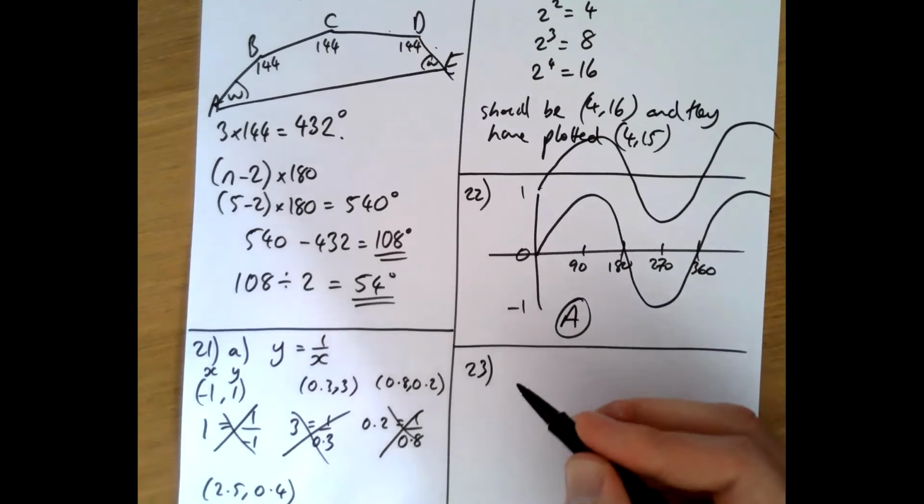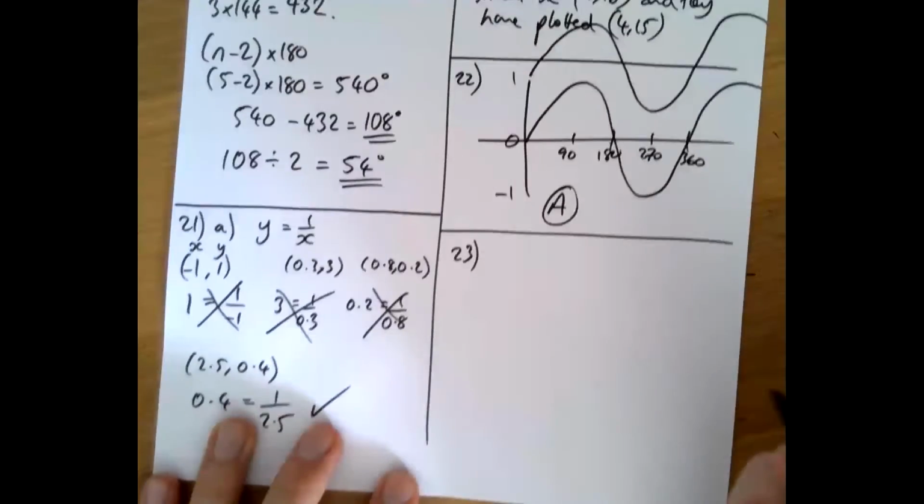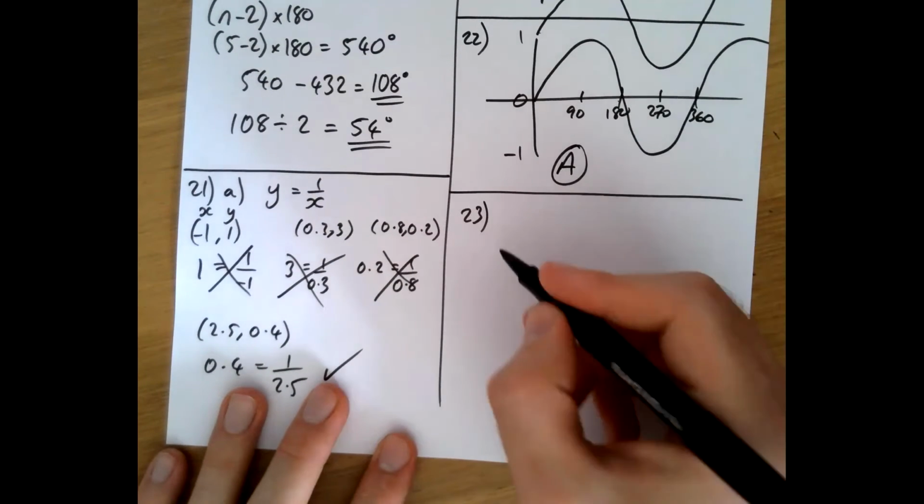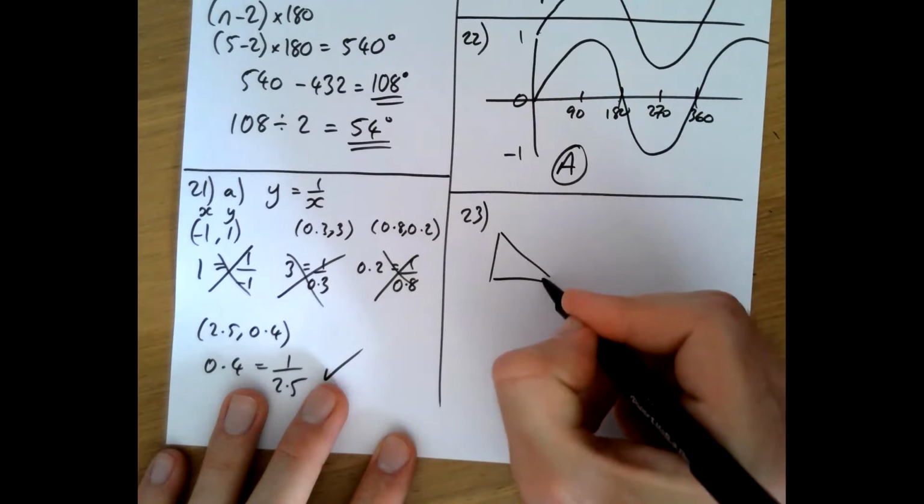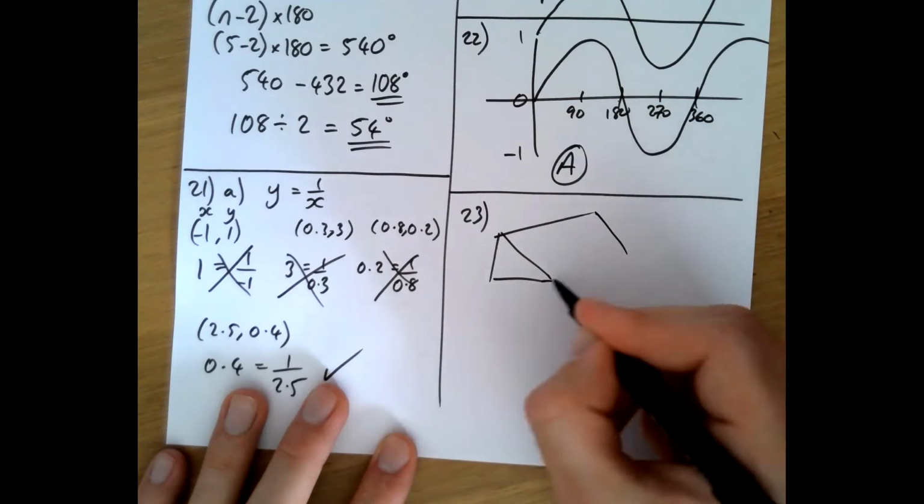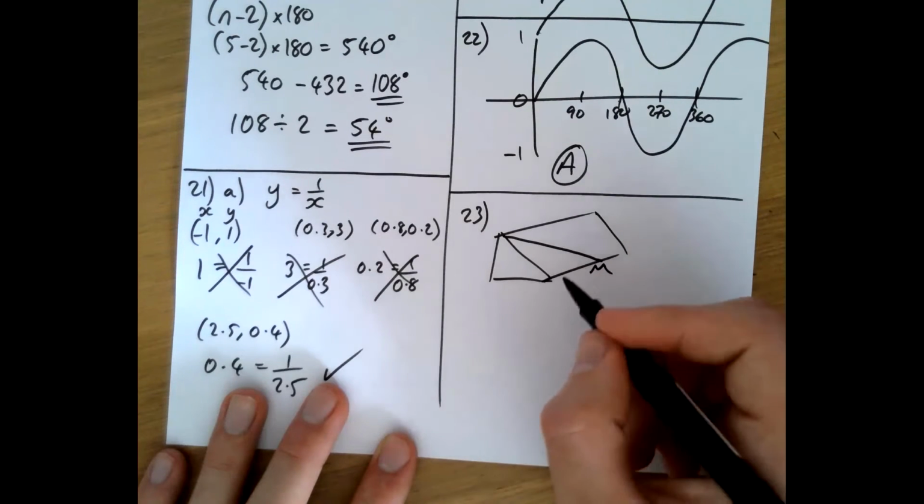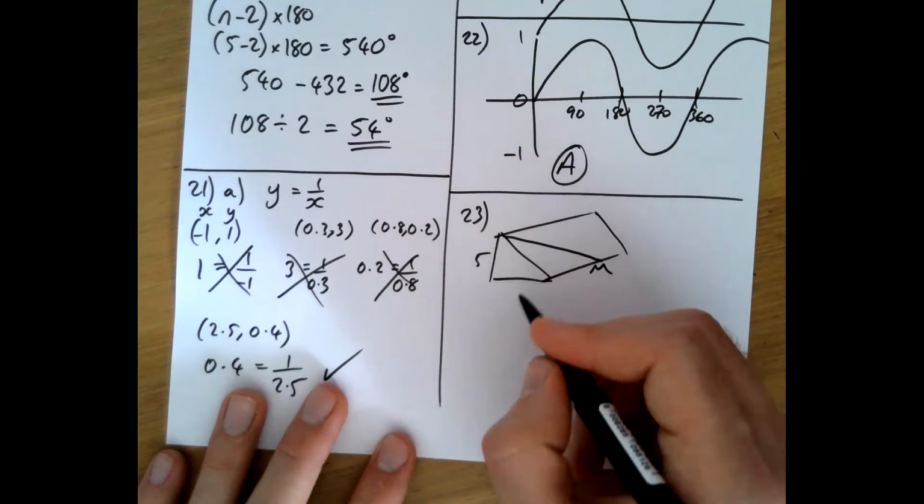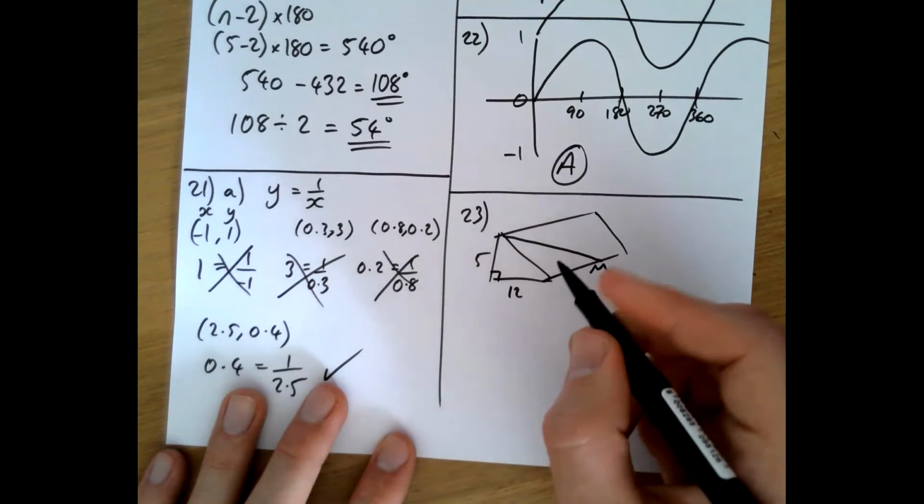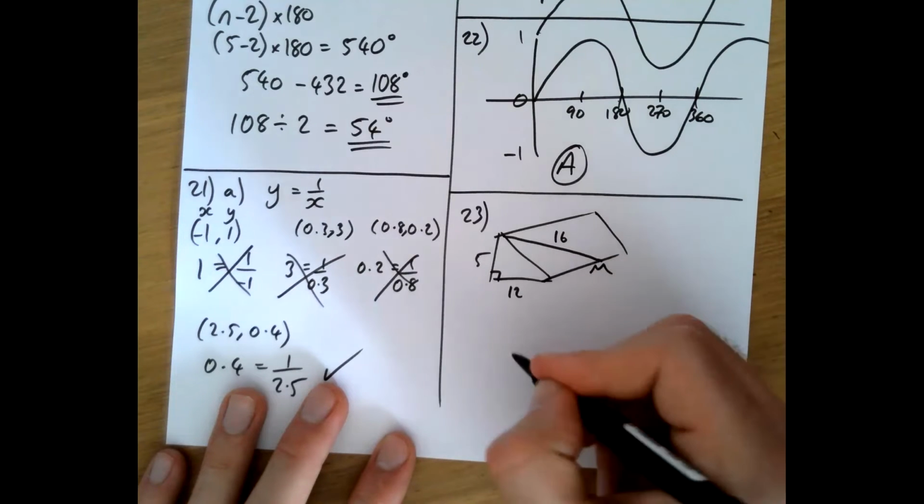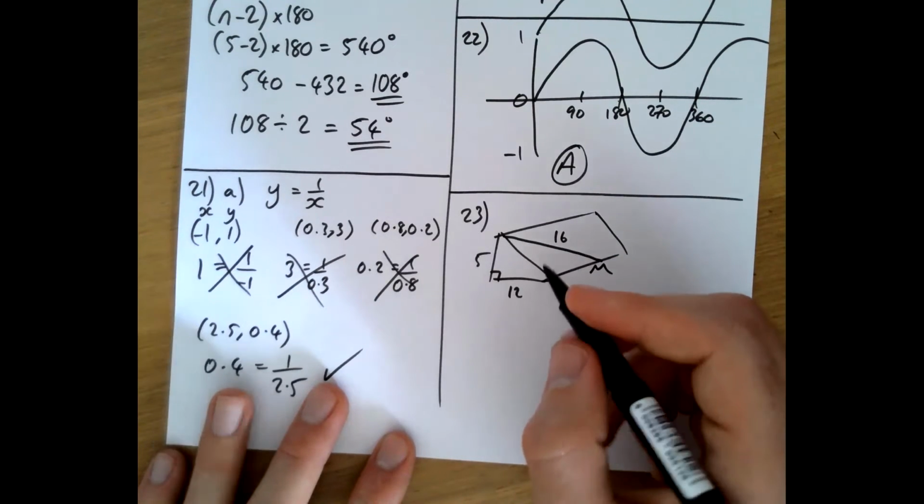23. Oh, wow, 4 marks. How am I going to be able to finish it on this piece of paper, I wonder? So we've got a triangular prism like so. Like this, and then it goes to the midpoint like that. That's 5. That's 12. That length is 16. Work out the volume.